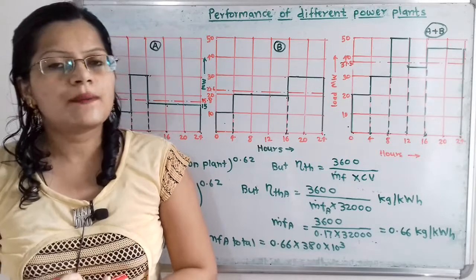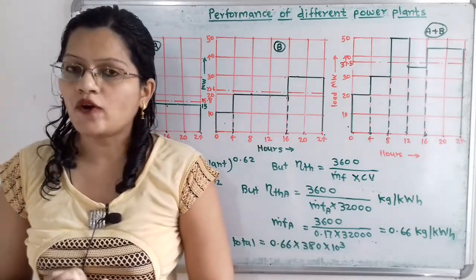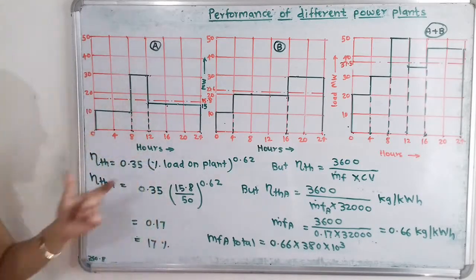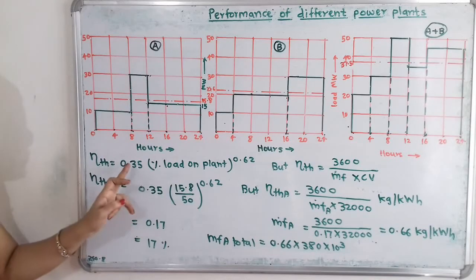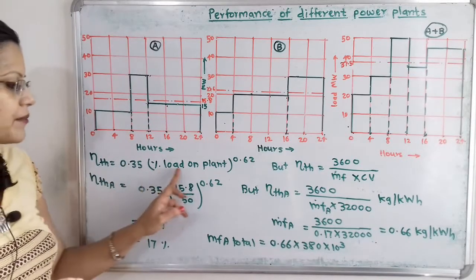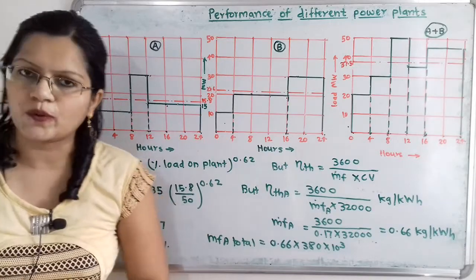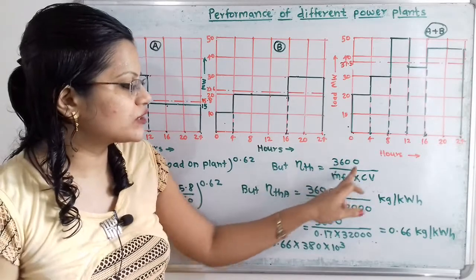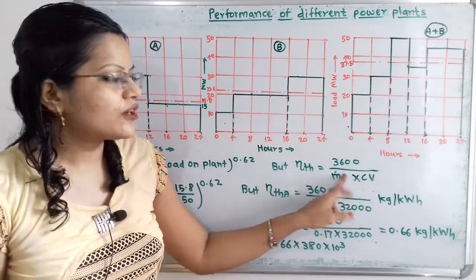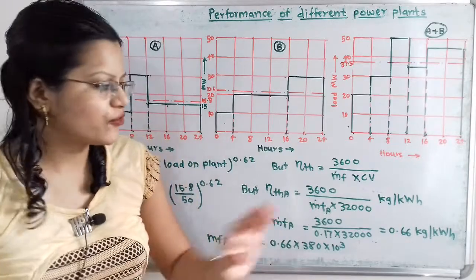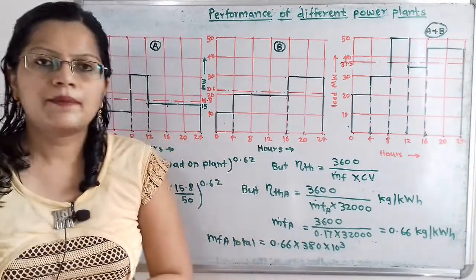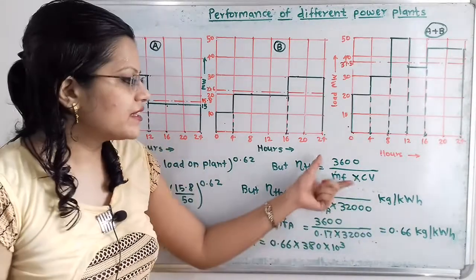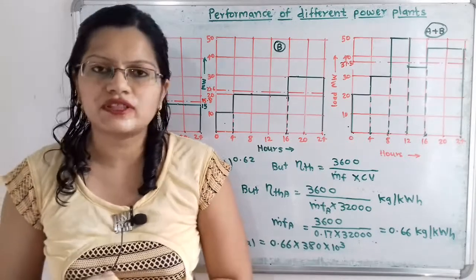Now we will calculate the amount of fuel required to supply power to consumer A in tons per day. For that we will apply the given formula, that is thermal efficiency, which is given as 0.35 multiplied by percentage load on the plant raised to 0.62. But we also have another formula, that is thermal efficiency is equal to 3600 divided by m dot f, the mass flow rate of the fuel, that is fuel supplied per unit of time, multiplied by calorific value. So we will apply both the formulas.